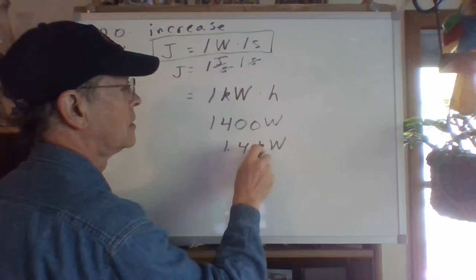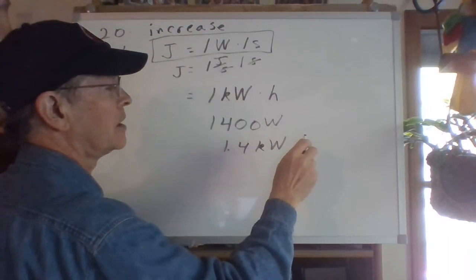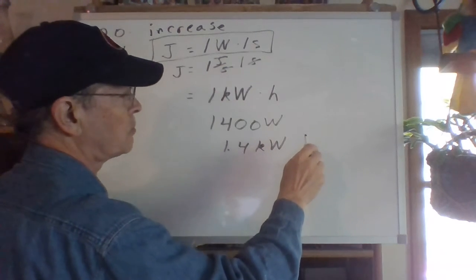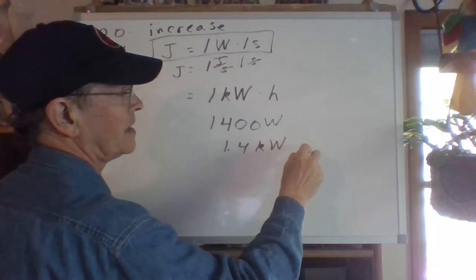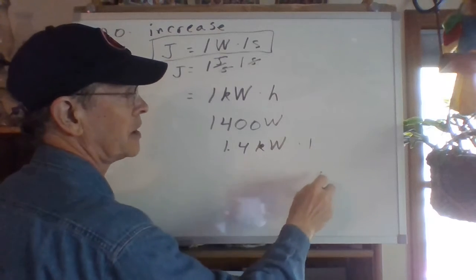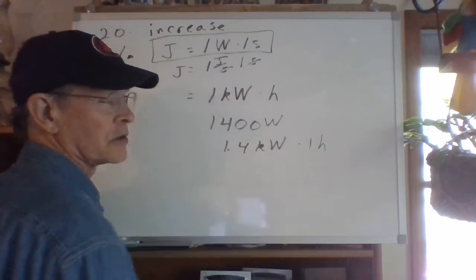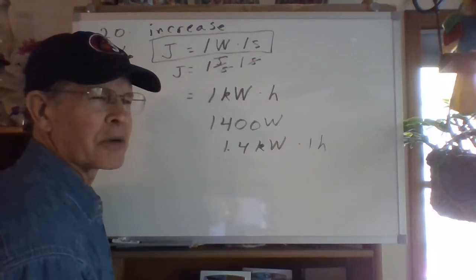Little k for kilo, big W for capital, 1.4 kilowatts. You could multiply that. If you took an hour to dry your hair, that'd be 1.4 kilowatt hours. Most people don't take an hour to dry their hair.